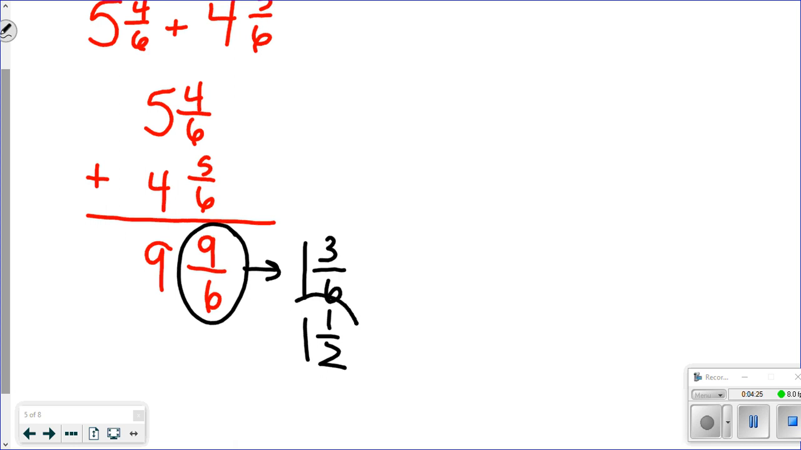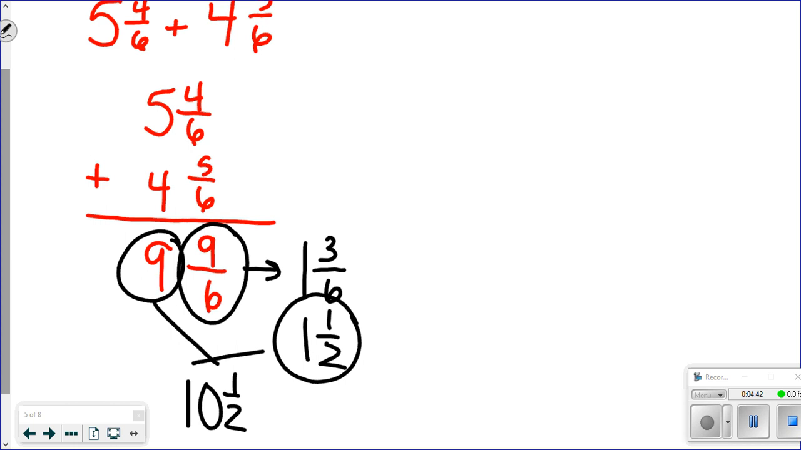Then we're going to take this, and we're going to take this, and we're going to put them together. The reason why we can't have an improper fraction there is because there's a whole in there somewhere. So it doesn't make sense to have a whole number, 9, and then a whole inside of a fraction. So we're going to put all of our wholes with the whole numbers. So this would be 10.5. And that's how we do it that way.